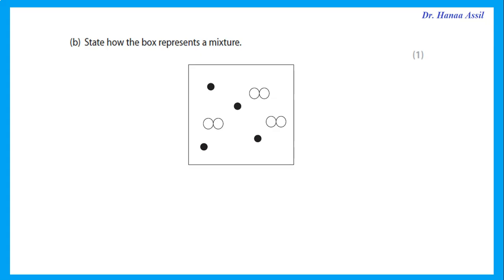Then the question says, state how this box represents a mixture. So why do we say this is a mixture? Of course, this is because it is made up of different substances that are added together. So we have 2 different types of elements. One of them is monatomic and the other is diatomic. So we have different substances added together.